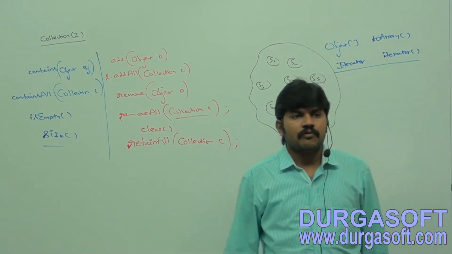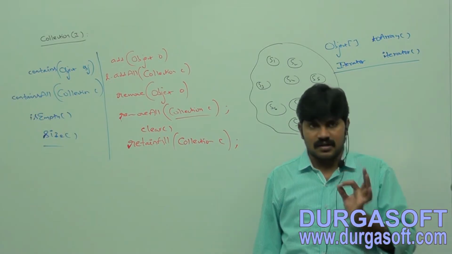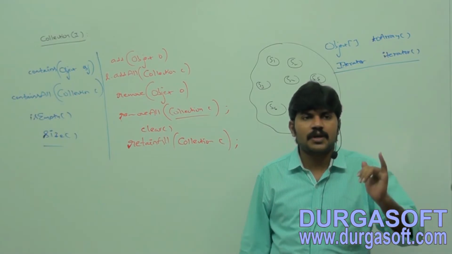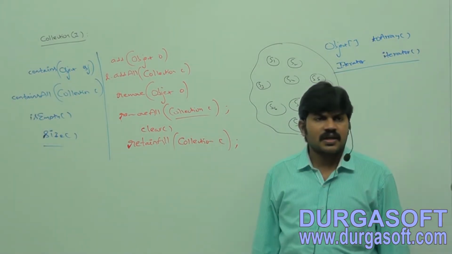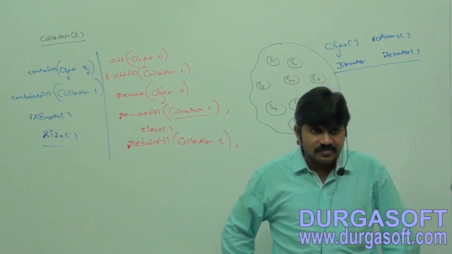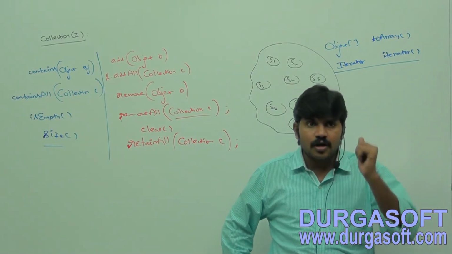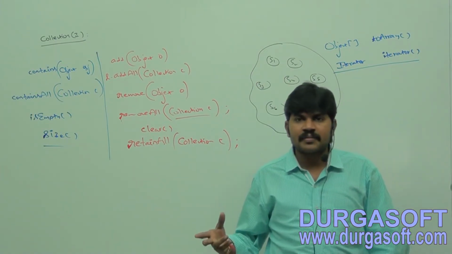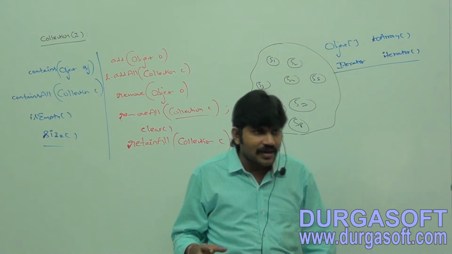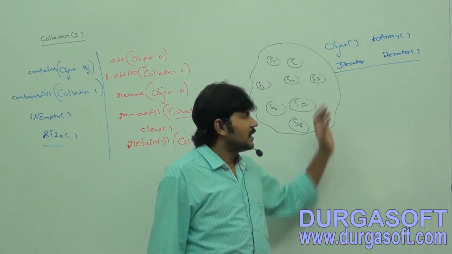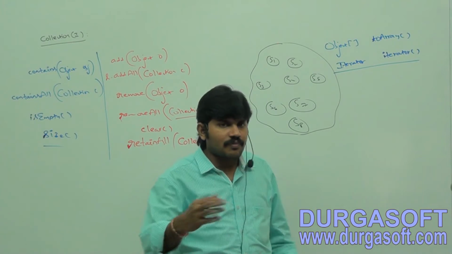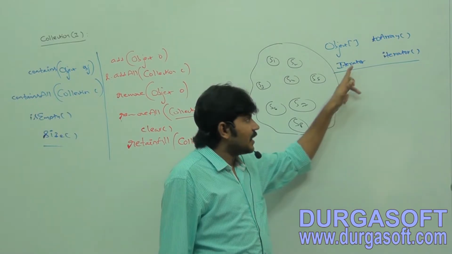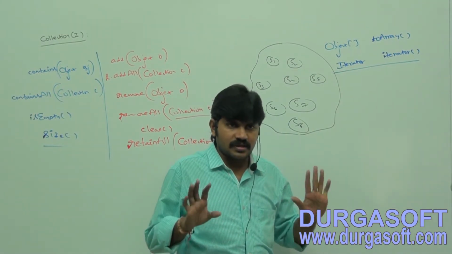Sir, can you please check whether a particular object is available or not? contains. Whether a group of objects are available or not? containsAll. Whether my collection is empty or not? isEmpty. If it is not empty, how many objects are there in my collection? size. Can you please convert my collection to an array? toArray. I want an iterator object to get these objects one by one from the collection. Then which method do I use? The iterator method returns an iterator object. Is it clear for all of you?